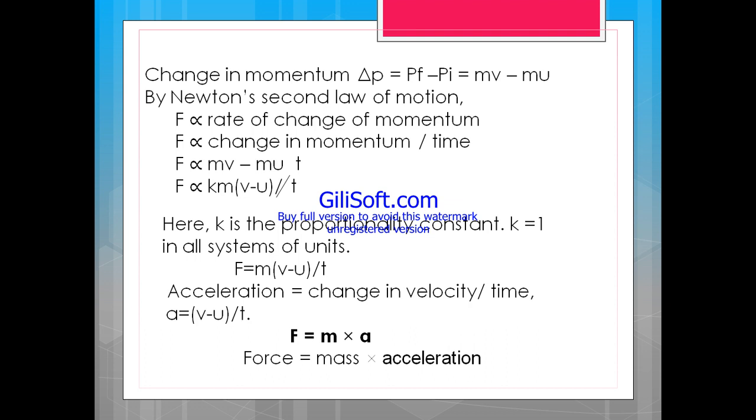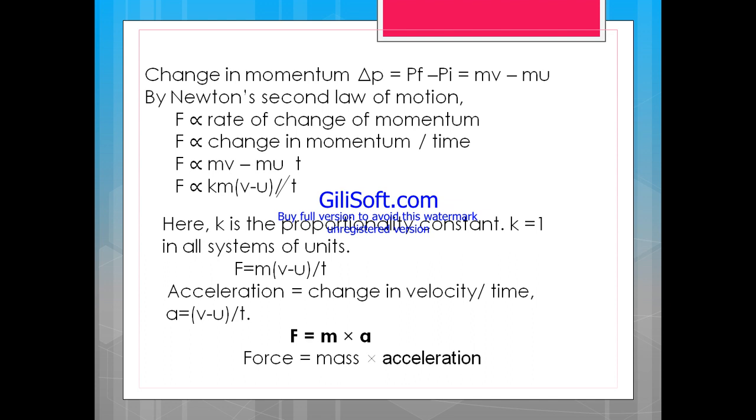mv minus mu, that is momentum, mass times velocity: mv minus mu, that is final velocity and initial velocity. So by Newton's second law of motion, we are going to substitute the formula as F is proportional to the rate of change of momentum, and this change in momentum by time taken, mv minus mu, is entirely divided by the time taken, which is nothing but t.